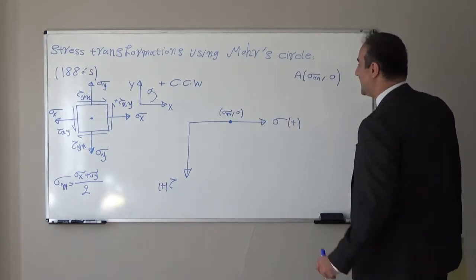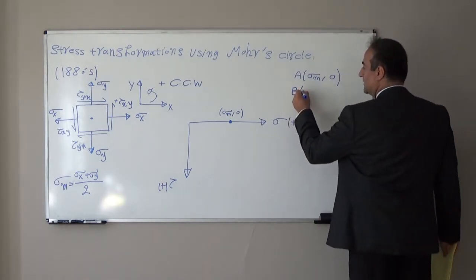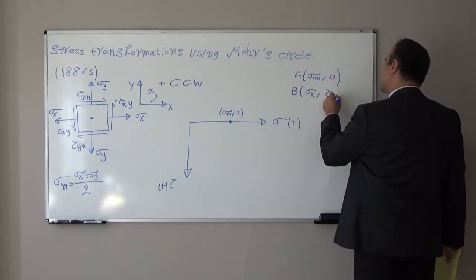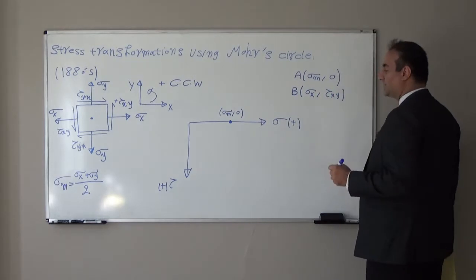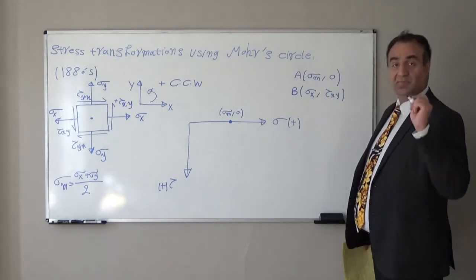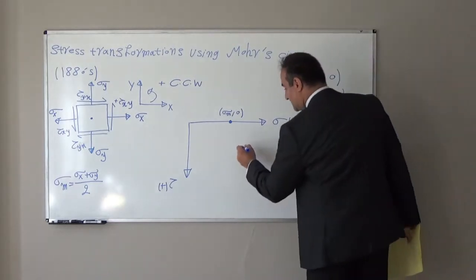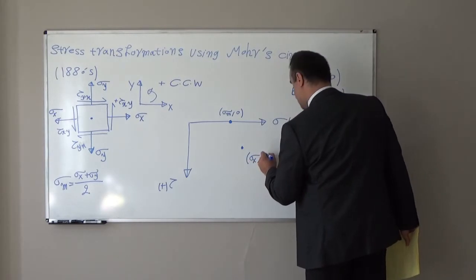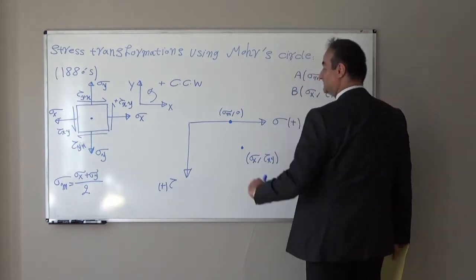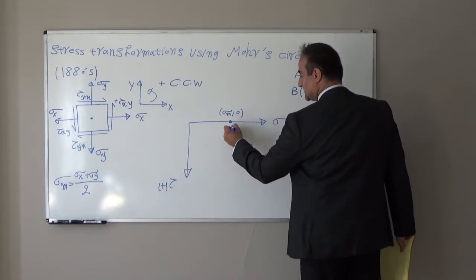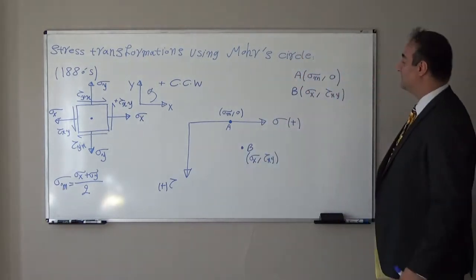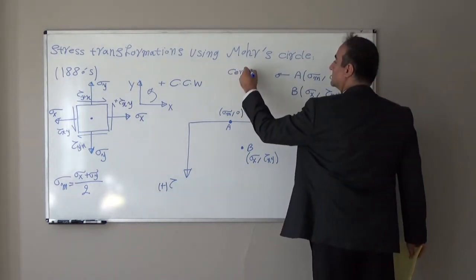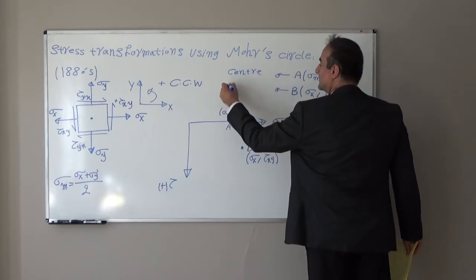Then we will look at the x face of the element. On the x face of the element, here I have sigma x and tau xy. If I have numbers, it will represent one point in this coordinate. So it will be something like this. Here it is sigma x and tau xy. This is point B, this is point A, for example. Then this is the center point. This is the x face.